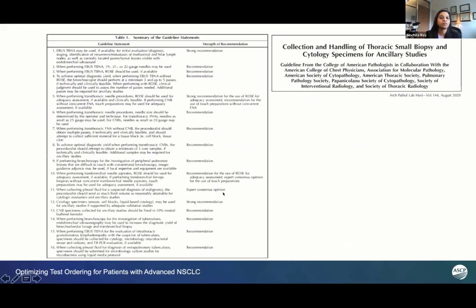So if you haven't seen it, I would recommend taking a look at it because it does provide specific recommendations for the kind of needle gauge, the number of cores, the number of passes, the use of ROSE for different procedures like your bronchoscopic procedures, your transthoracic needle biopsies and aspirates, and effusions are also included in here.